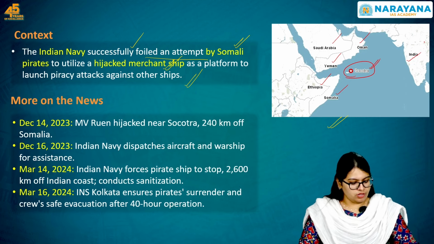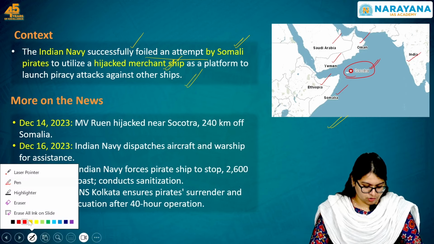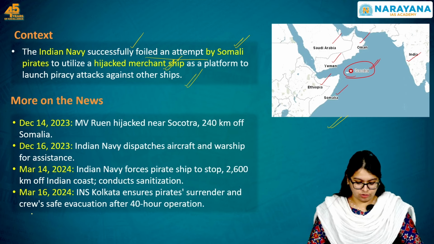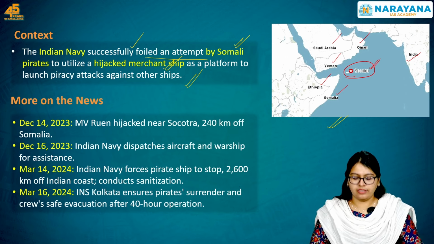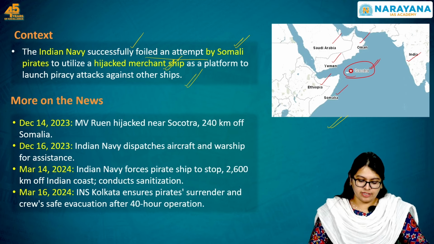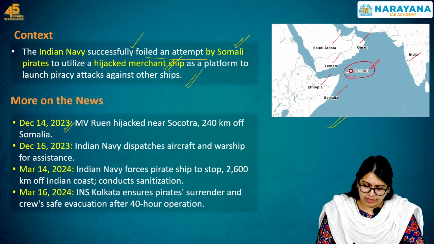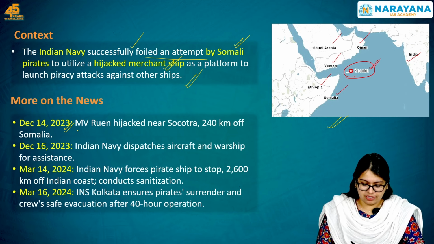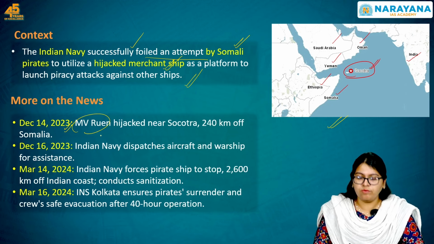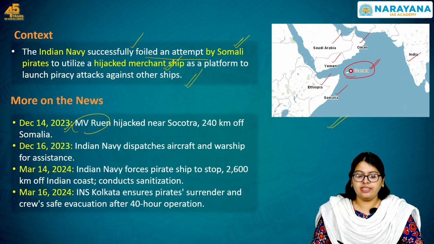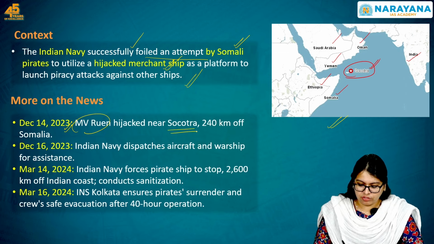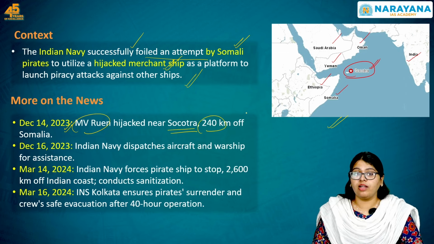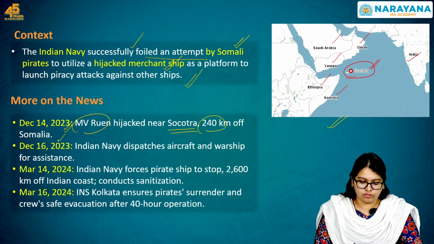Now let us understand the chronology of events that led to the rapid action by the Indian Navy. First, on December 14, 2023, the Malta-flagged vessel named MV Ruen was attacked or hijacked by a number of pirates near the Yemeni island of Socotra, which is located 240 kilometers off the coast of Somalia.